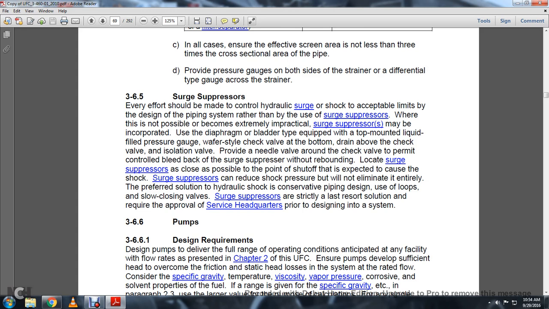Provide a needle valve around the check valve to permit controlled bleeding of the back of the surge suppressor without rebounding. Locate the surge suppressor as close as possible to the point of shutoff that is expected to cause the shock. A surge suppressor can reduce the pressure shock but will not eliminate it entirely. The preferred solution for hydraulic shock is conservative pipe design using loops and slow closing valves. Surge suppressors are strictly a last resort solution and require approval of the service headquarters prior to designing the system.